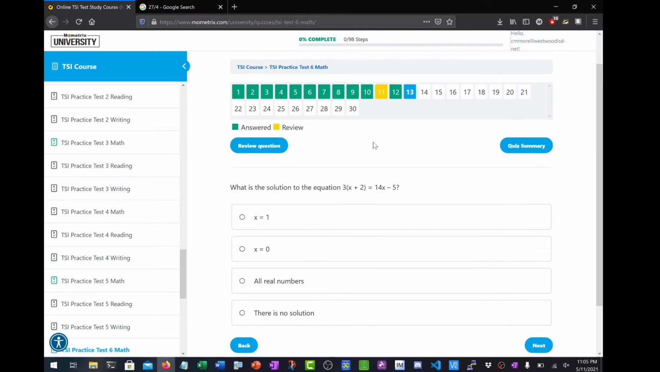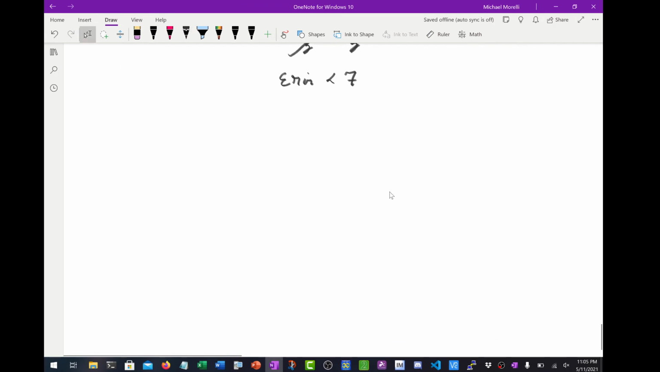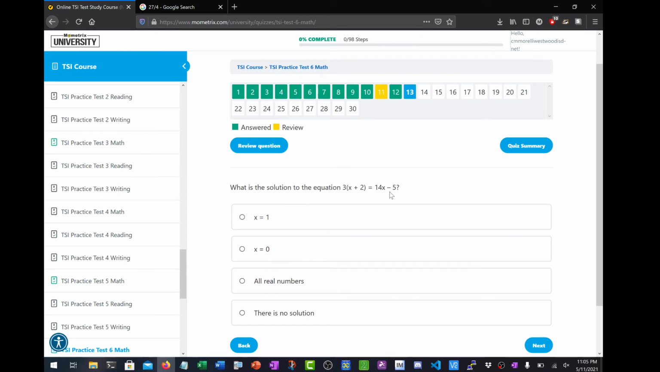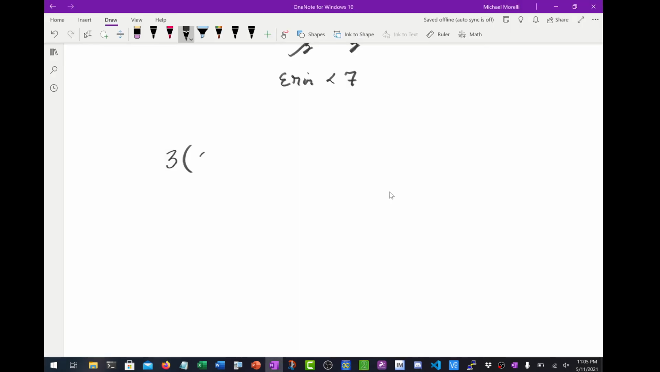Okay, here in this problem, number 13, we're asked to find the solution to this equation. That's 3 times the quantity x plus 2 equals 14x minus 5. Okay, just let me double check it again. Okay, so we just have to solve this.